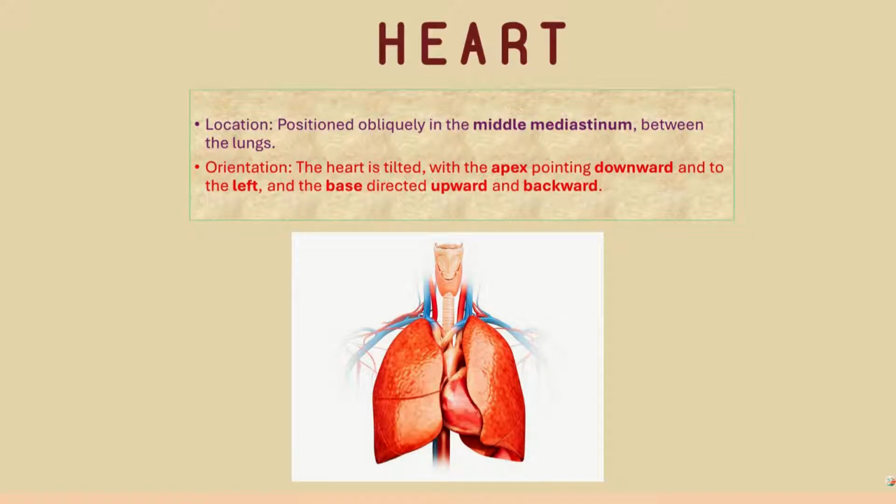Orientation. The heart is tilted. Tilted is the same as oblique, with the apex pointing downward and to the left. What is the apex? The apex is the downward pointed portion of the heart, and it is present downward and slightly toward the left. You can see in the picture that the upward portion, which is slightly horizontal, is called the base, and that base is directed upward. You can see in the picture that it is upward and slightly backward.